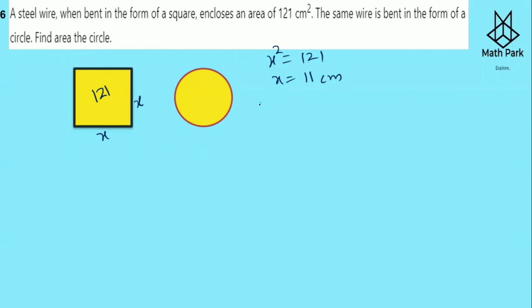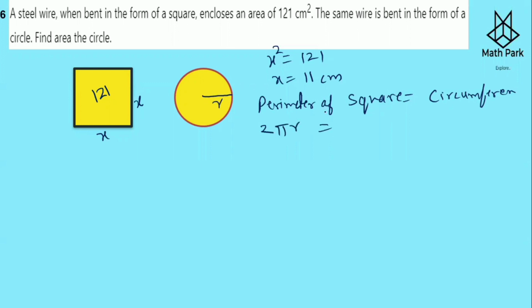So the perimeter of the square is equal to the circumference of the circle, because the same wire is being bent. It is equal to the circumference of a circle, so we have 2 pi r. Let us take the radius of the circle as r, and it equals the perimeter of the square, which is 4 times the side, which is 4 times 11. So we have 2 into 22 by 7 into r is equal to 4 times 11.